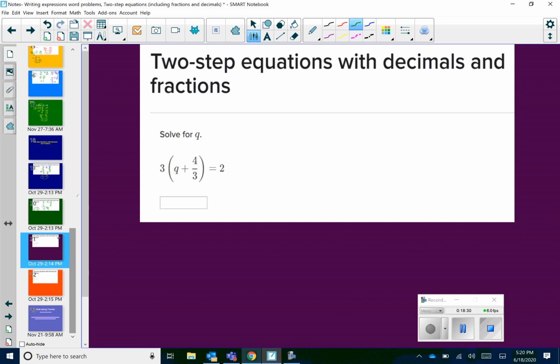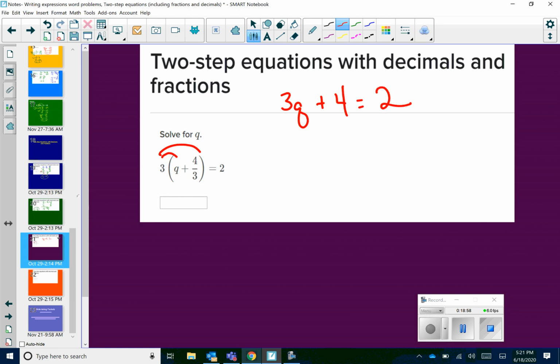Okay, so here we have distribution. I'm going to go ahead and distribute rather than factoring out the 3 in the beginning. We're going to distribute it. So that's going to leave me with 3q plus 3 times 4 is 12. So that's going to leave me with 12 over 3, which if you think about it, what is 12 divided by 3? Well, it's 4. So I'm just going to replace that with a whole number to make it easier.